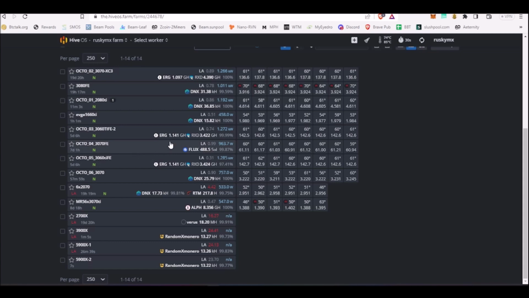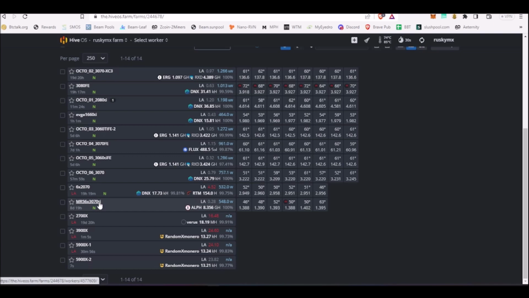This 3070 is still on Flux. And this 3070 rig here is also on Dynex. And my 2070s are on Dynex. The 20 series rigs are pretty efficient on Dynex, I must say. They are doing pretty well, I believe, in my opinion, anyway.